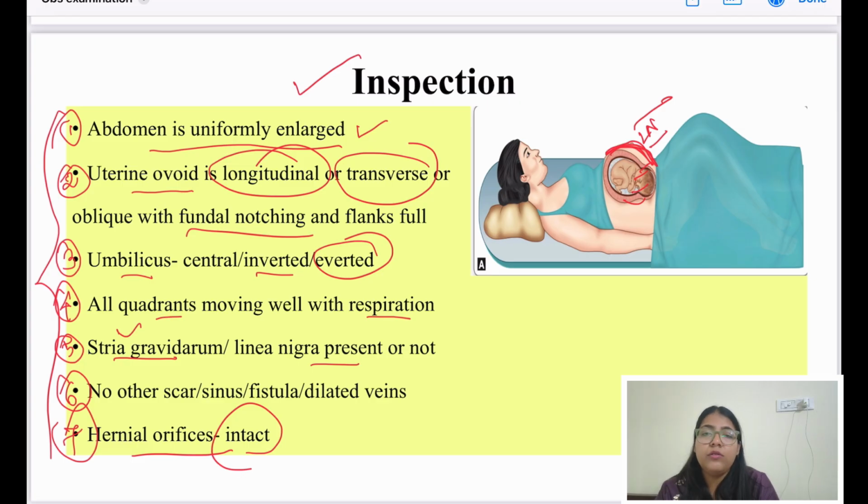How do you look for it? You tell the patient to turn her face to the other side and then cough, and you look at the inguinal region for any cough impulse. If there is any bulging or swelling on cough impulse, then there may be some hernia, otherwise you mention it as intact.